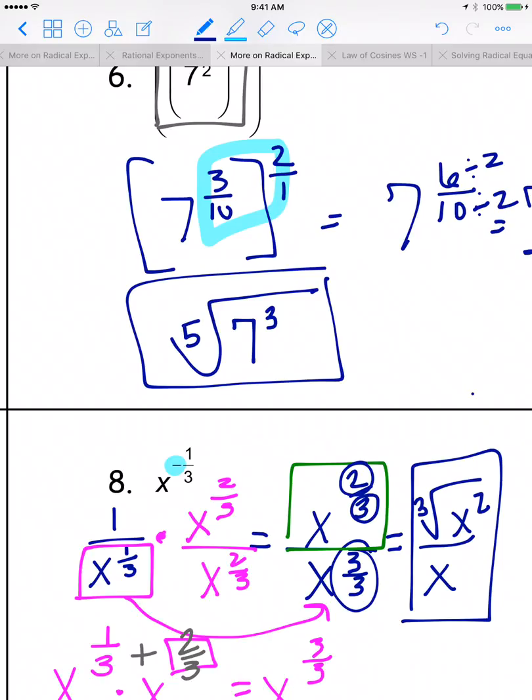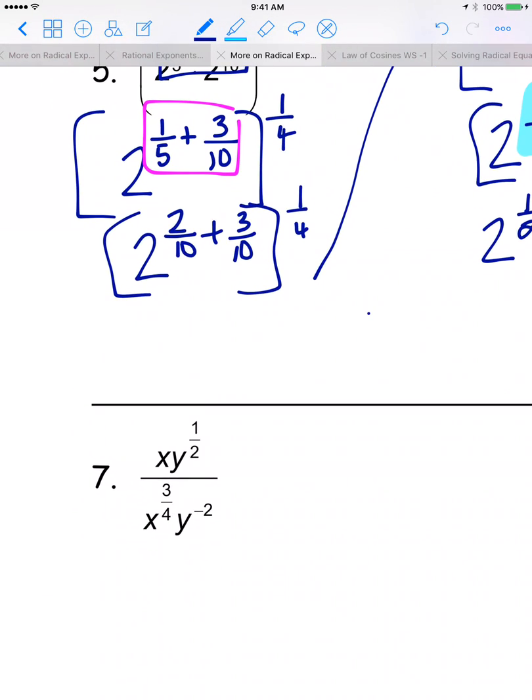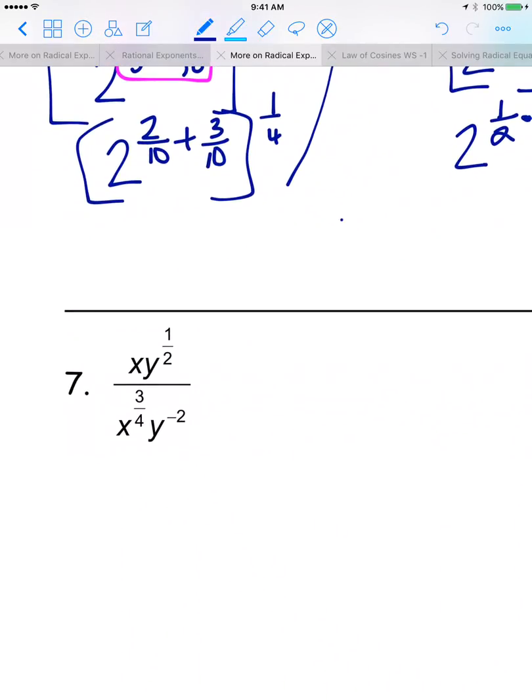So now let's move to number 7. Let's look at that. This takes what we did in number 8, but this one's just a little bit more complicated. So let's work through this. First, let's deal with this negative exponent right there. We want to get rid of that negative, so we're going to move y to the numerator. So we're going to have x times y to the 1/2 times y squared, all over x to the 3/4.